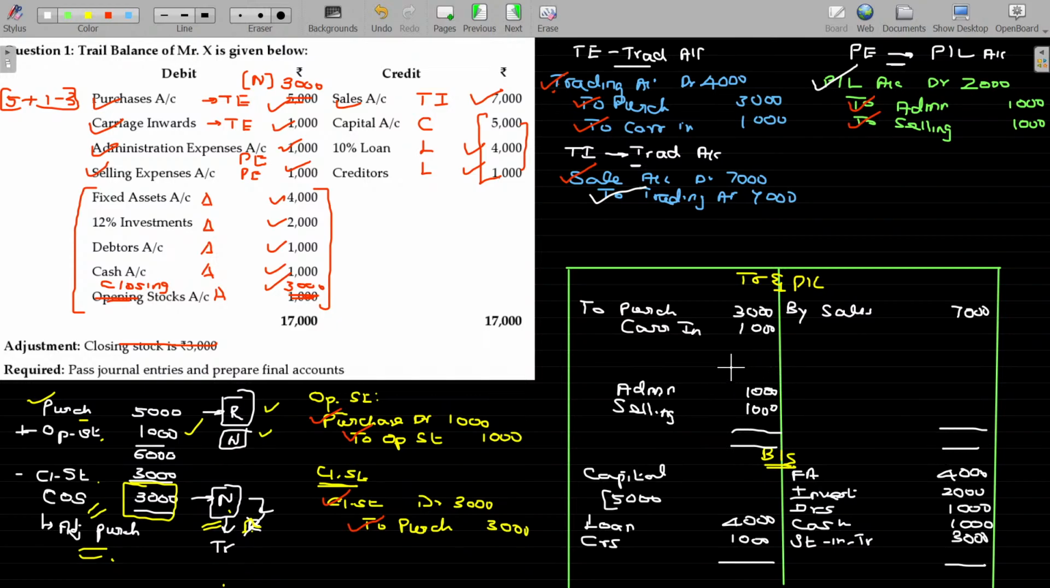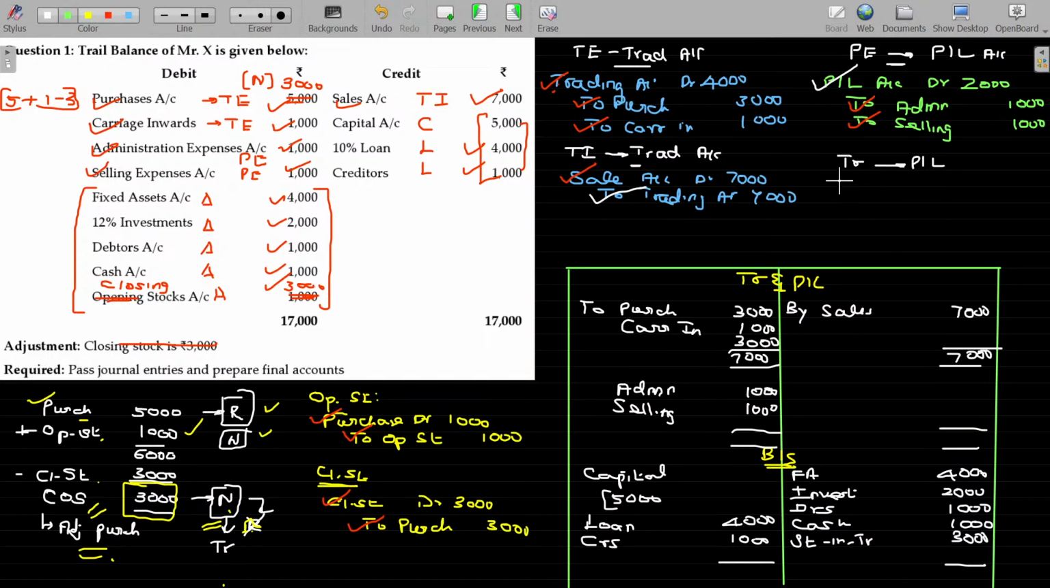Now close the trading account. If I close the trading account, I will get a balance of rupees 3,000. This 3,000 should be transferred to a P&L account. Further, the entry being transfer entry. From the trading account, it will be transferred to the P&L account.